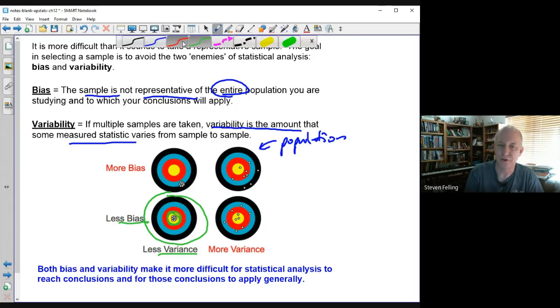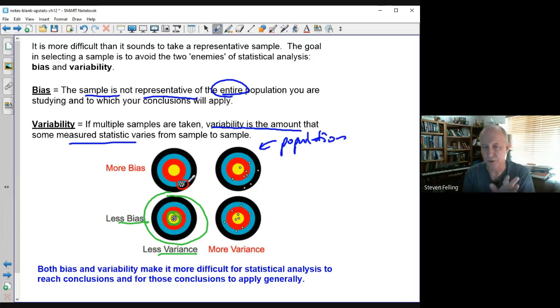But there's some things that would be less optimal, right? You might have a really small variation in samples. So whatever you're doing to take your sample results in very little difference from sample to sample if you took multiple samples, but it's off target, right? It should be here, and instead it's way over here. So that would be called a biased sample, right? It's sampling effectively, but it's not sampling the whole population. It's off target.